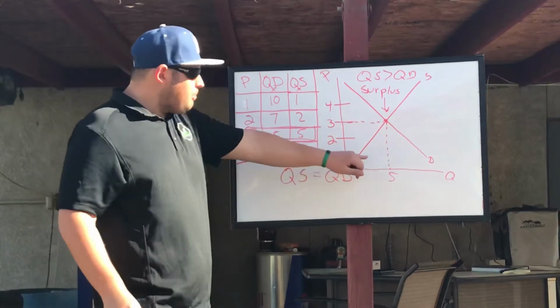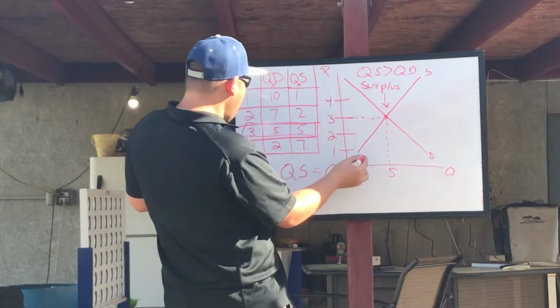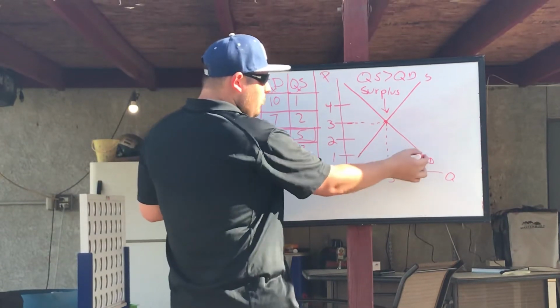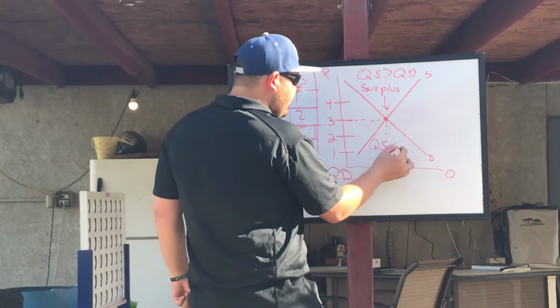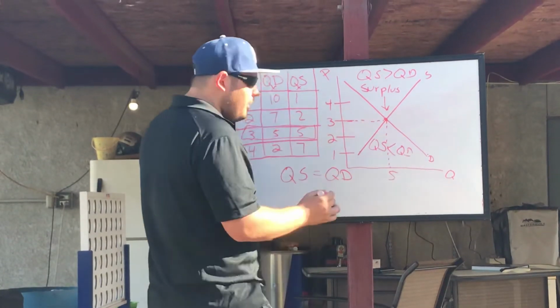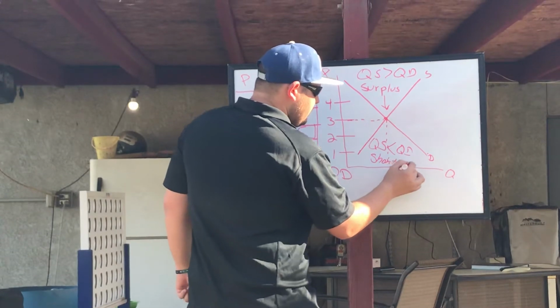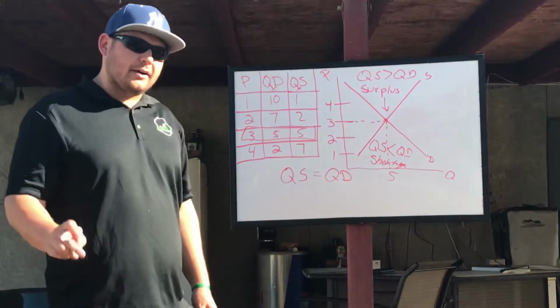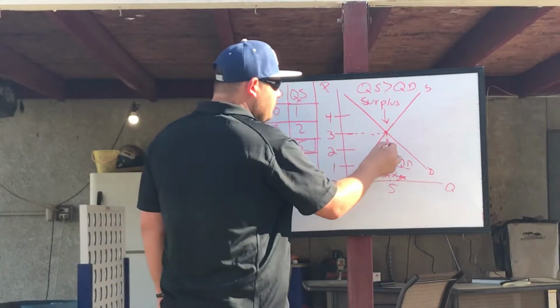Now, if you're below, let's say we're here at $1, okay, and they're only willing to supply us 1, but we want 10, over here we have quantity supplied is less than quantity demanded, and that is also known as a shortage. This means that people really like your product, so that's a green light in a sense to allow producers to go ahead and raise their prices.